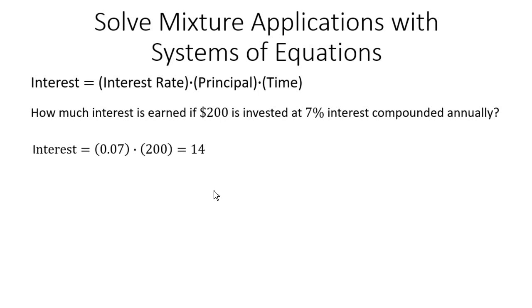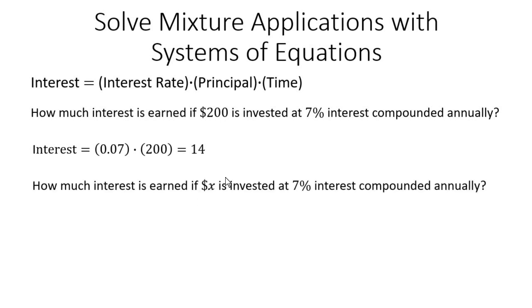So in 1 year, I'll earn $14 on my $200. At the end of the year, instead of just $200, I'll have $214 in my account. So what if instead of $200, I invest an unknown amount, X, into an account that pays 7% interest annually? How much will I have at the end of the year?